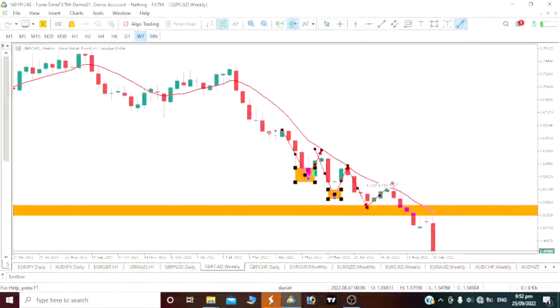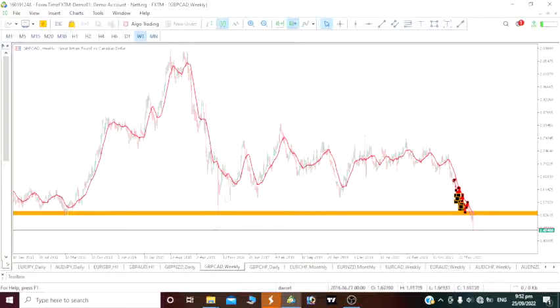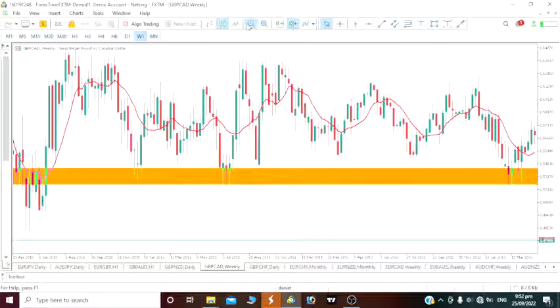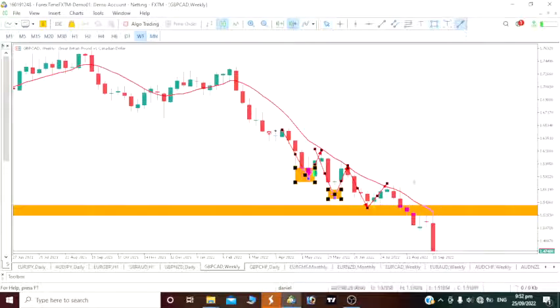A pullback occurred at this level we talked about and highlighted, which we saw price react to. See this week here, we saw this reaction. So we had a pullback at that level. Price then broke below it, and guess what, price came to test it on our weekly time frame. So basically price has tested this, and now we've had another drop again.